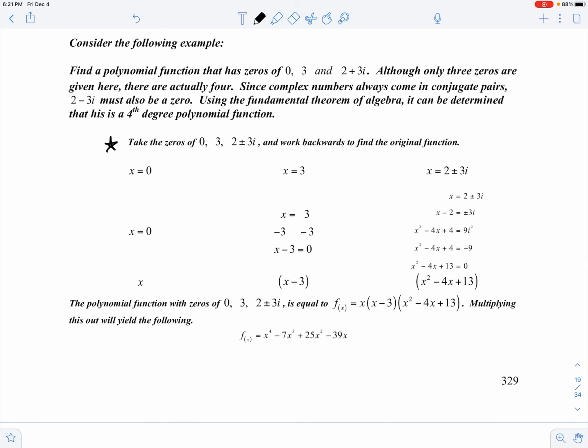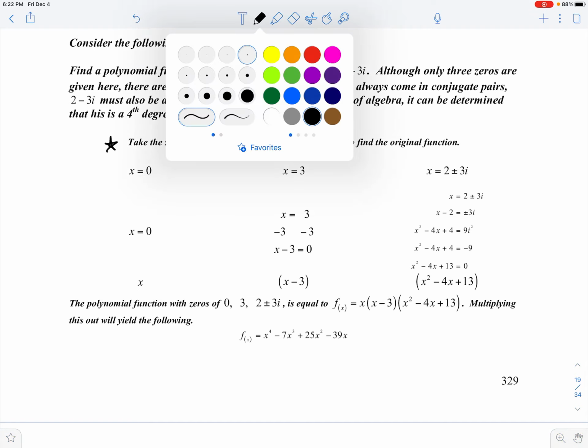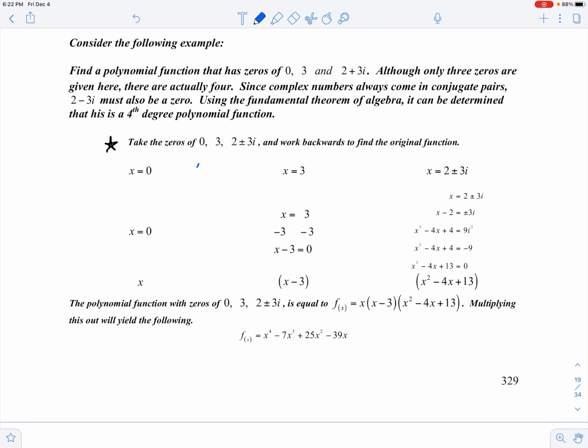If I tell you what the roots of something are, or the zeros of something, you should be able to work backwards and come up with the polynomial itself. So if I tell you that 0 is one of the zeros, then you could simply write x. If I tell you that 3 is one of the zeros, then you would write x minus 3. This is kind of like synthetic division, right? It's the reverse of synthetic division.